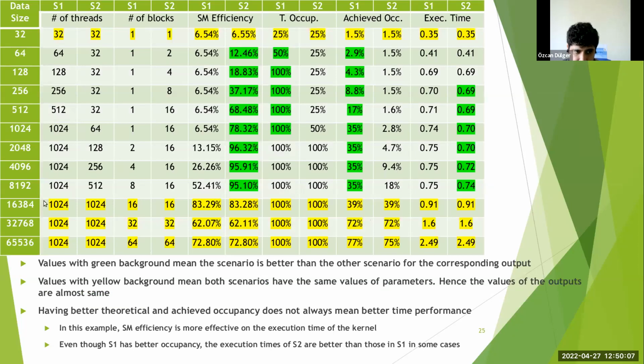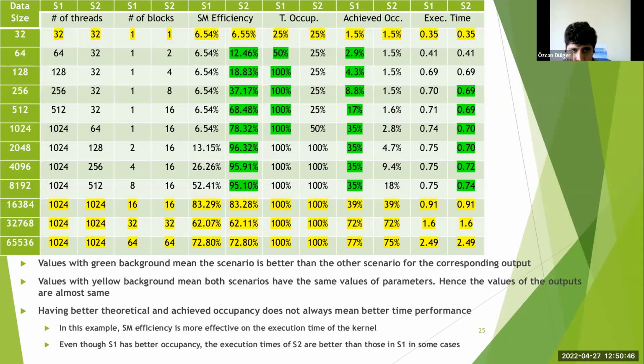In the yellow ones, the parameters of both scenarios are exactly the same. So the results of both scenarios are exactly the same. I will not go over them in detail. I will just focus on the green ones. Okay, let's focus on the green ones. Green ones mean that the scenario is better than the other scenario for that metric.